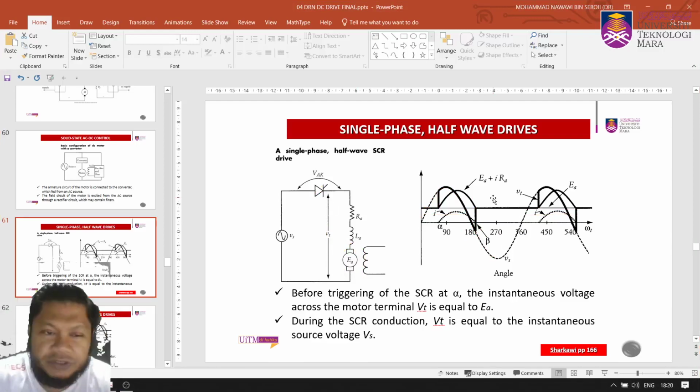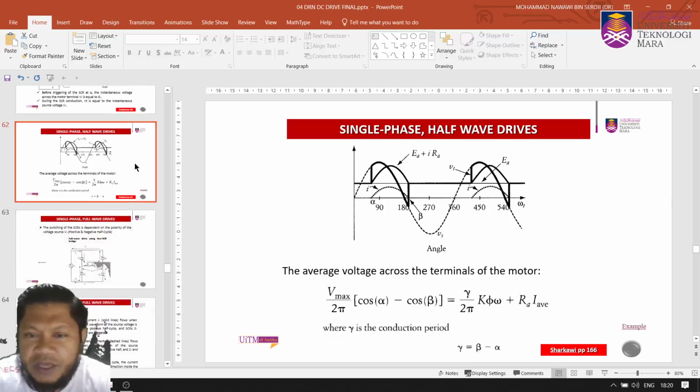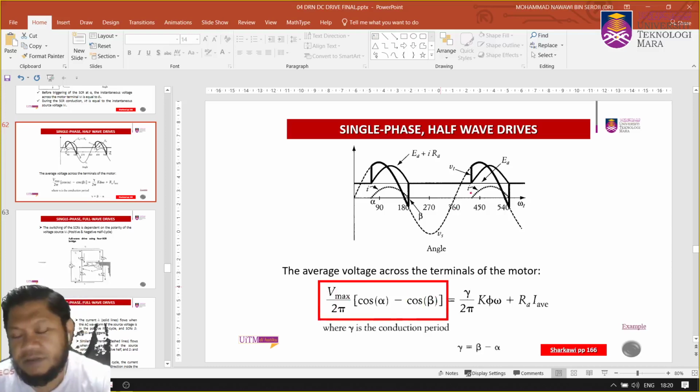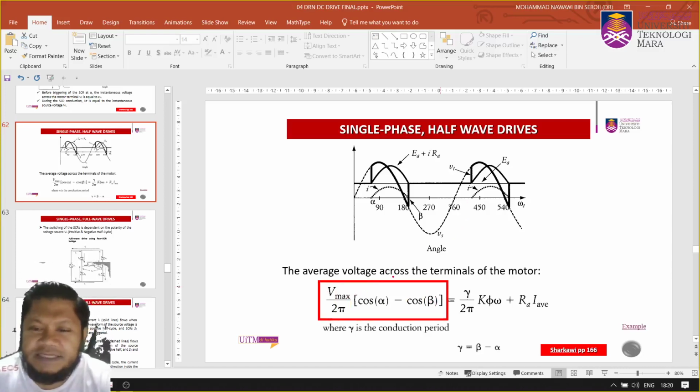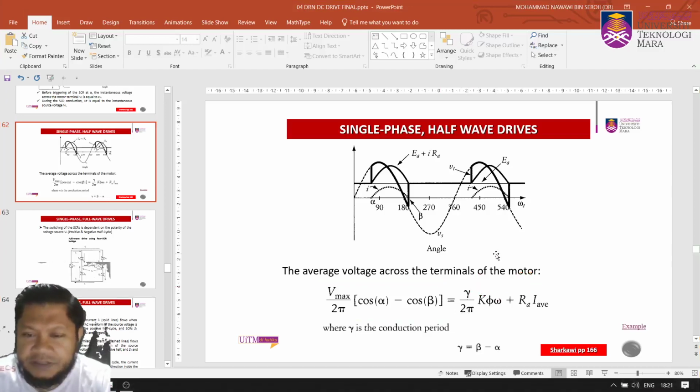We have talked about this in the last video, so we're going to skip. This is the voltage. I hope you go back and look into the Powertronic book notes from the previous semester. This is the output voltage Vt, and we have this equation here. So this is your EA plus RA times I average.